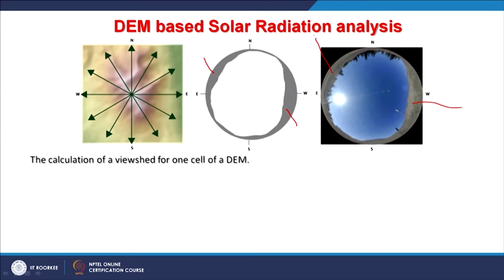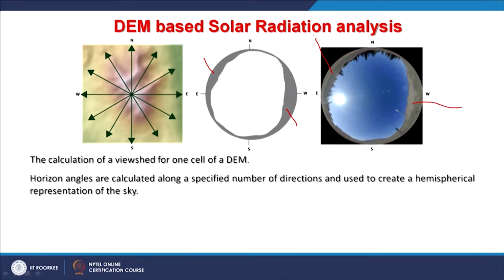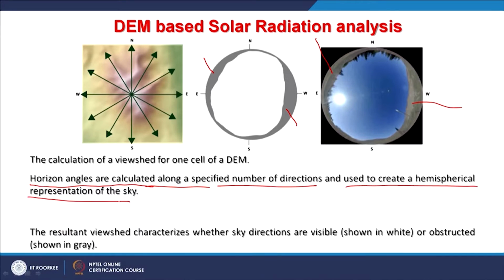So, with this input or start, now we can add a cutoff for these horizon angles, which are calculated for a specified number of directions, whether you want all 360 degrees or a specified direction, and used to create a hemispherical representation of the sky.